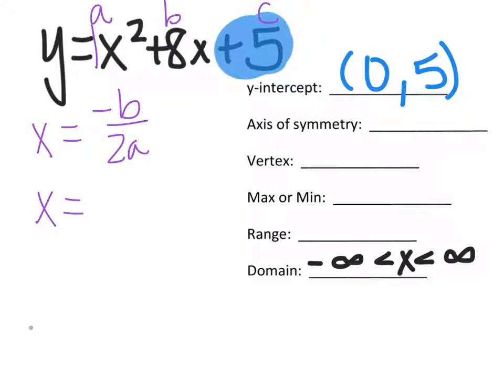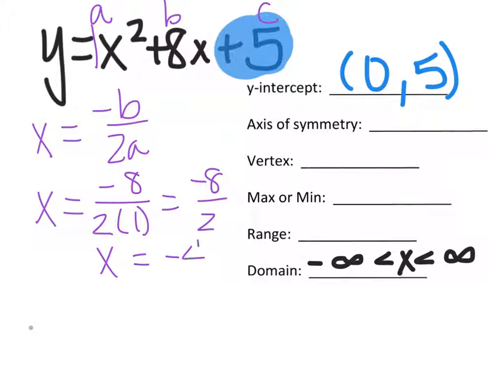So x equals negative b, which is the opposite of b. So b is positive 8, which means it's going to be negative 8, divided by 2 times a, which is 1. So that's really negative 8 divided by 2, and negative 8 divided by 2 is negative 4. So I know two things. I know my axis of symmetry is x equals negative 4, and I know that half of my vertex is negative 4 something. We'll have to figure out the rest of that.